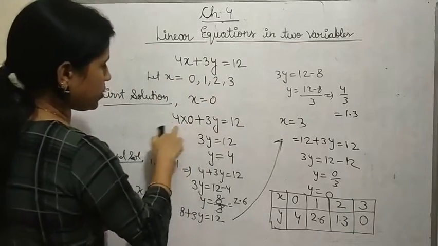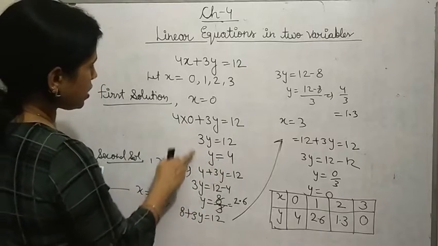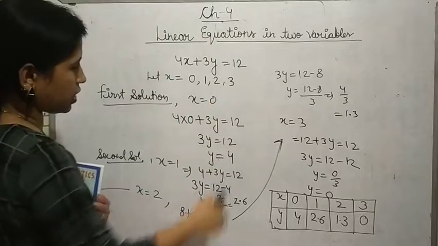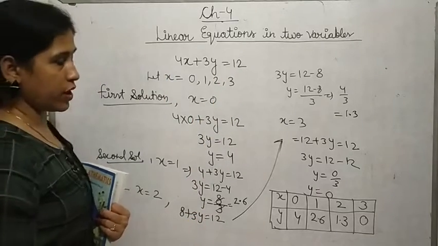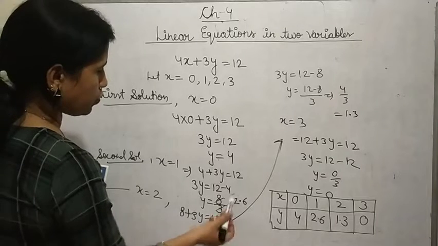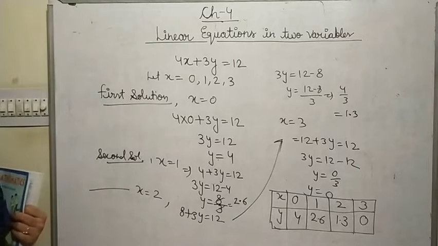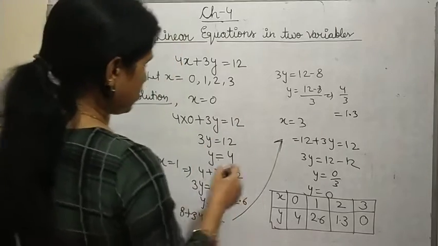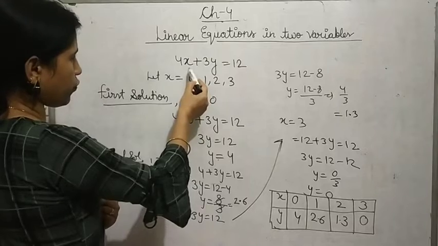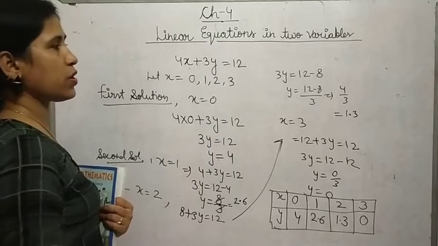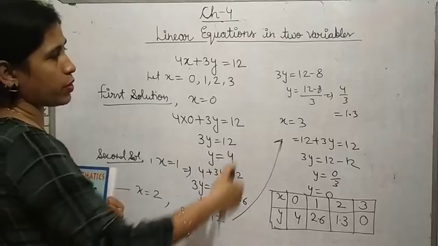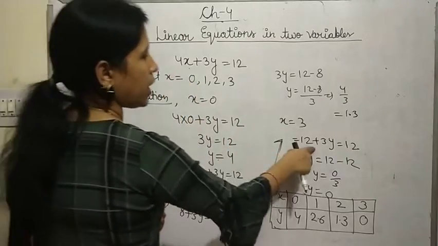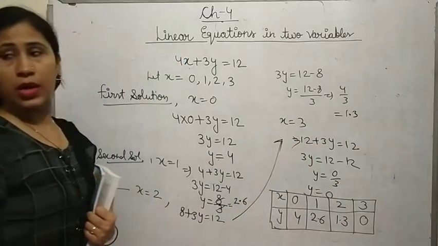For x is 0, y is 4, so we got (0, 4). Then x is 1, we got 4 plus 3y is equals to 12. This 4 has transferred to the other side. Then 12 minus 4, 8. 8 upon 3, 2.6. Correct? 2.6 has come. Then here 12 minus 8 upon 3. 8 was there. When I put 2, 4 twos are 8. Then I transfer there, 12 minus 8, 4 has come upon 3. 4 upon 3, 1.3. Then again there I put x as 3, 4 into 3, 12. Then we have done like this. Okay, this much has been done.